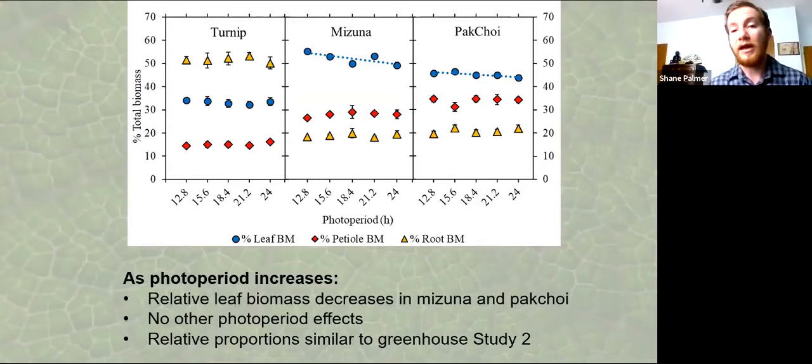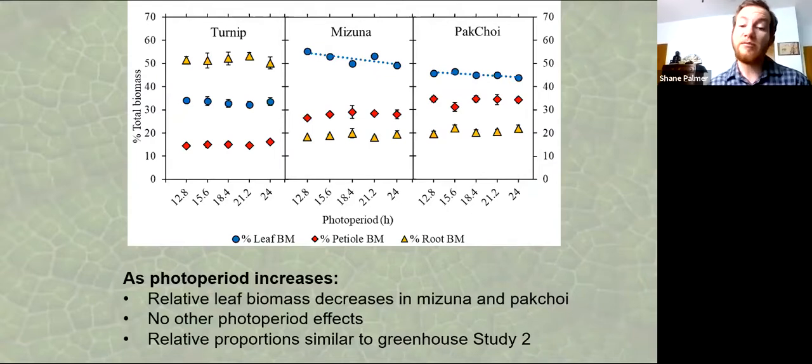So that suggests that whatever changes were there in the relative leaf biomass, those changes were so small that they didn't have a noticeable effect on the overall proportions of those other two tissues. And there was no change in the three tissues in turnip over those different photoperiods.